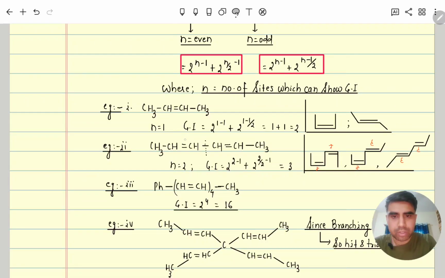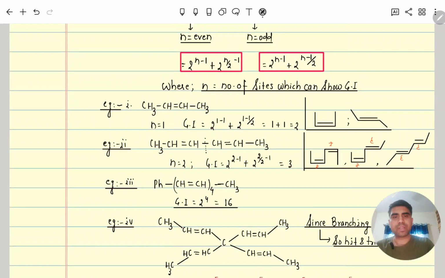Similarly here, you can see that this double bond and this double bond have symmetry also. So n is odd and it is symmetrical. So it is also 2 to the power n minus 1 plus 2 to the power n by 2 minus 1, total 3. So total 3 are possible. Here n is equal to 4, and you can see it is unsymmetrical, so directly 2 to the power n, 16.